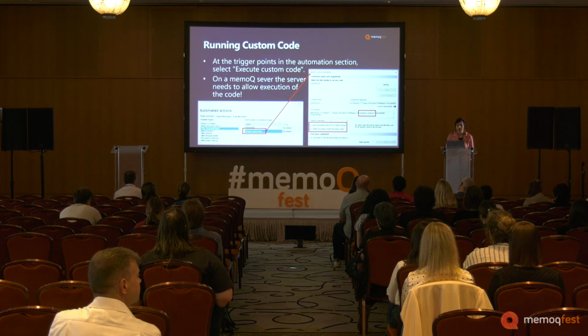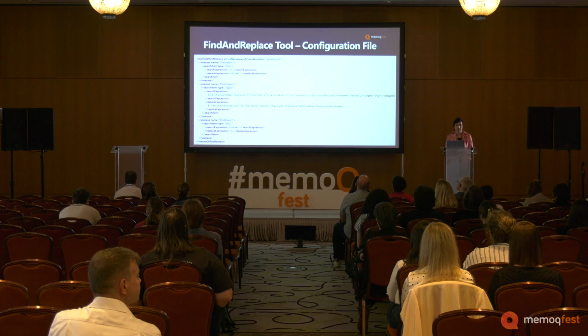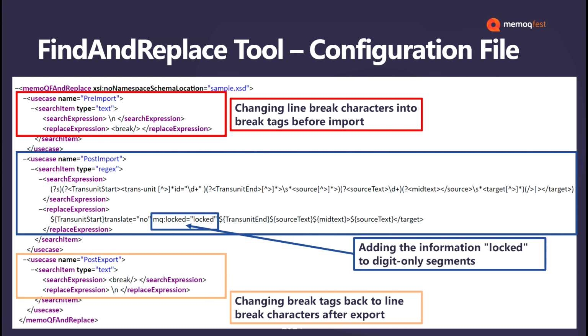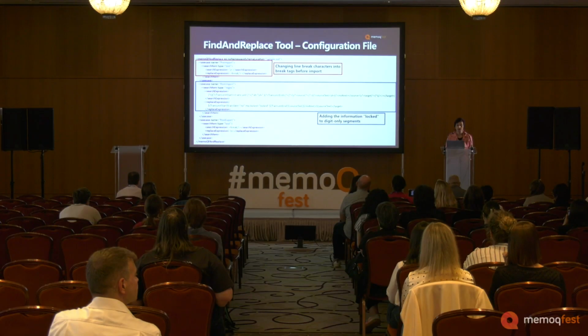Here's an example of such a configuration file. So we have the pre-import part that was changing the \n to that break tag, for example. Then we have a post-import part, so when the XLIFF is inside of the project. Actually, here it's a little bit more complex, but if you know regular expressions, it is doable. You need to test it a little bit, but it's doable.